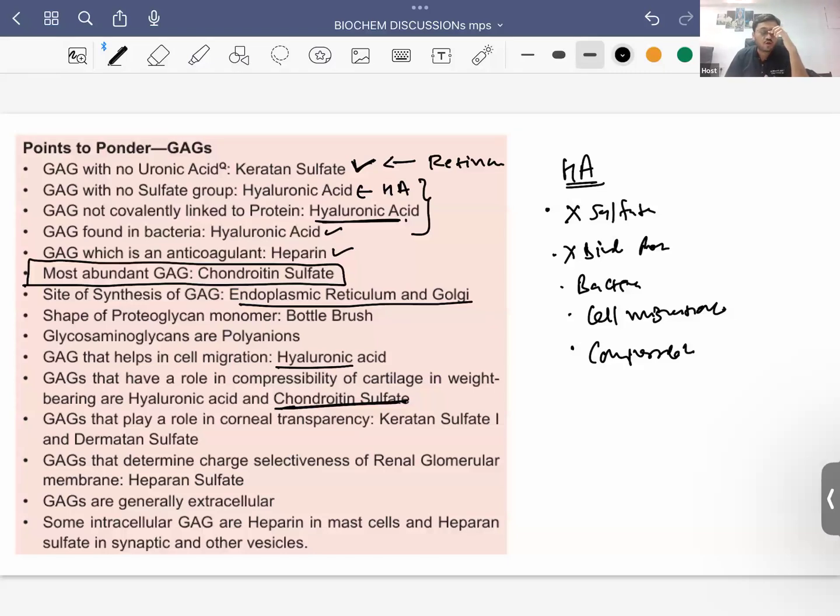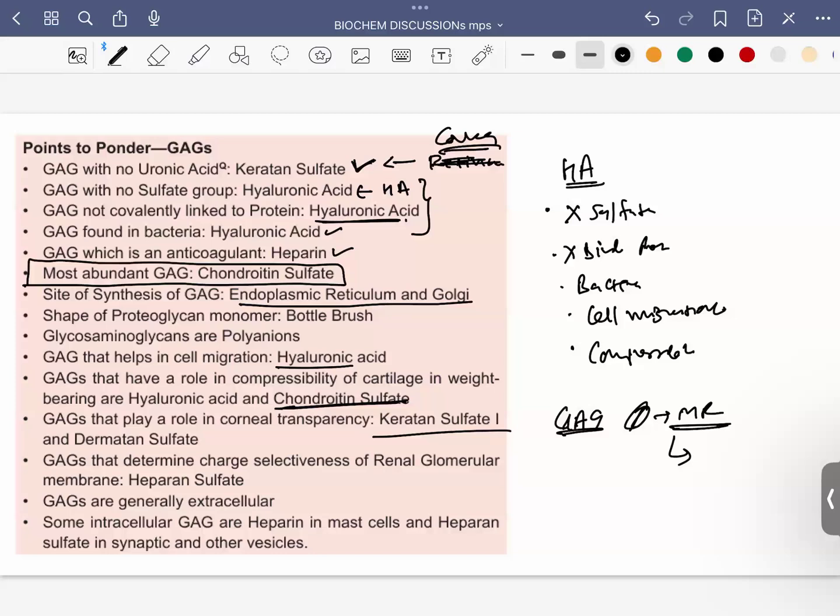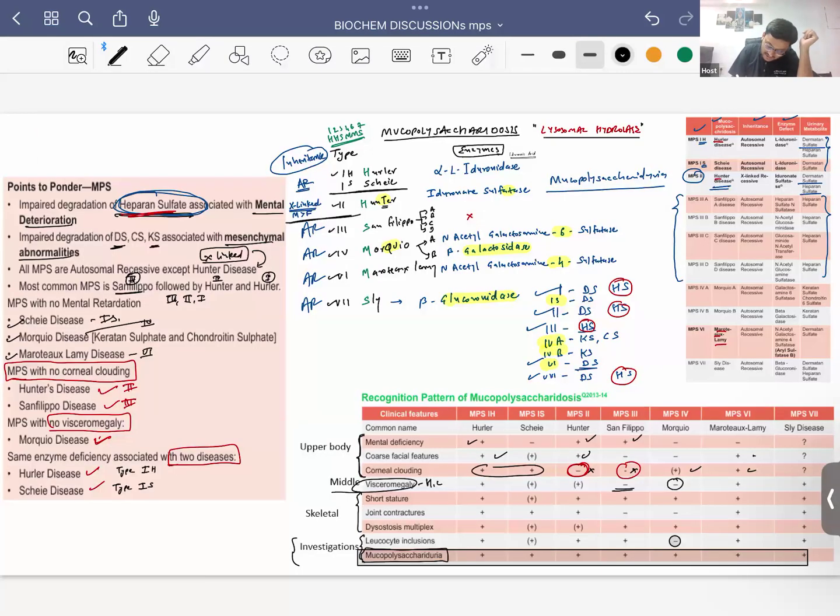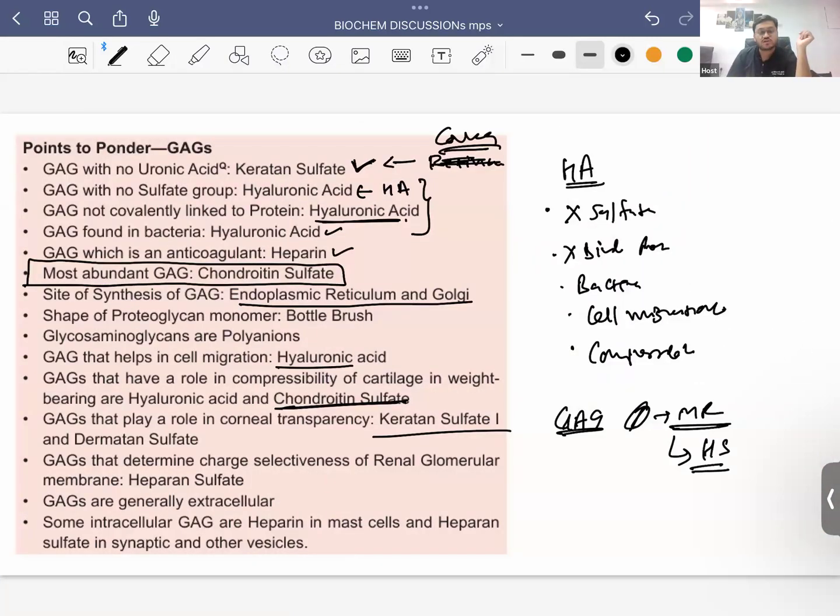The glycosaminoglycan which plays a role in corneal transparency is there in the cornea. I said retina, it is cornea. It is keratan sulfate along with dermatan sulfate, as I already told. Which glycosaminoglycan, if absent, leads to mental retardation? Just now we saw: heparin sulfate. Whenever HS is affected, it leads to mental retardation. Heparan sulfate also determines the permeability of the renal glomerular membrane of the kidney. So these are some points that we need to remember.